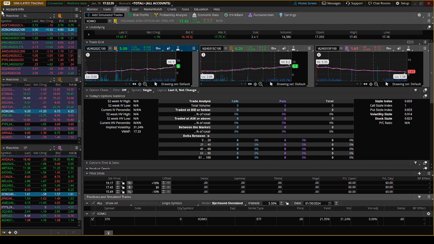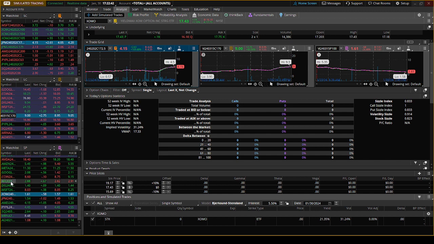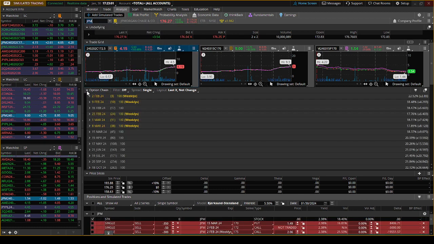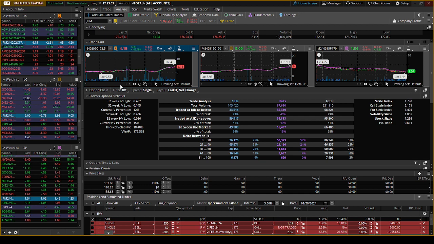So let's move on to JPMO. Let me just line these up. As you notice, near the top, XOMO had to split the strikes, I'm guessing because of the appreciation, so they're probably rolling up. Okay, so let's just go to JPM. So you have a similar situation. I guess this is a good problem to have.